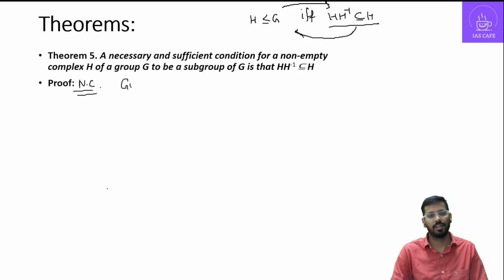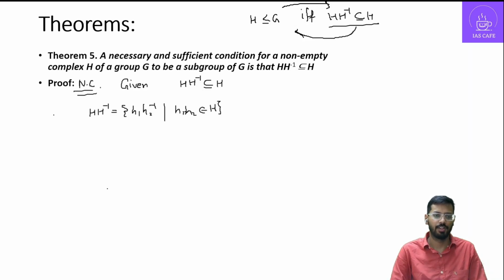Okay. So necessary condition, that given that H H inverse is a subset of H. Okay. Where H H inverse is defined as H1 H2 inverse such that H1, H2 belong to capital H. That is given. That is the definition of H H inverse. Now, if you take A and B belonging to set H, then by definition of capital H H inverse, we can say A B inverse belongs to H.